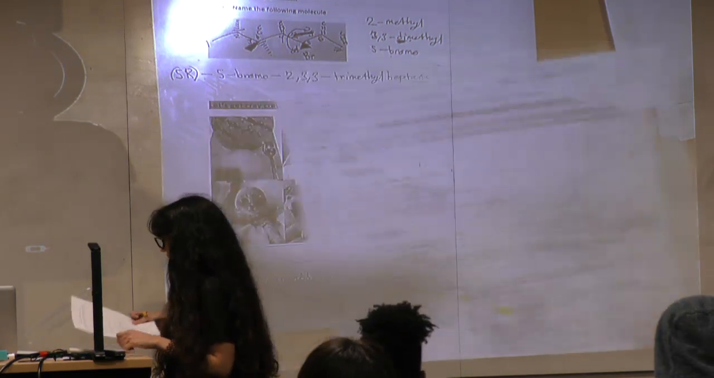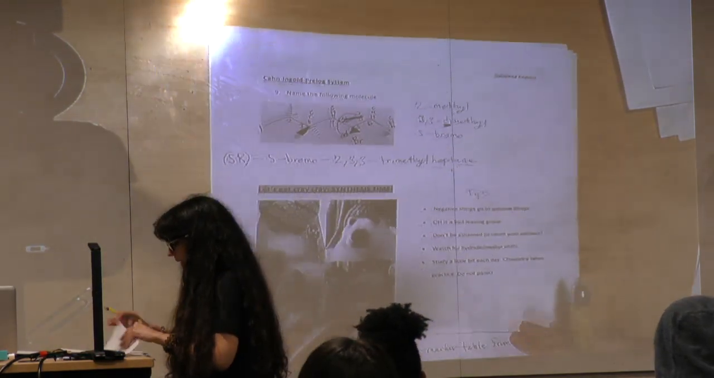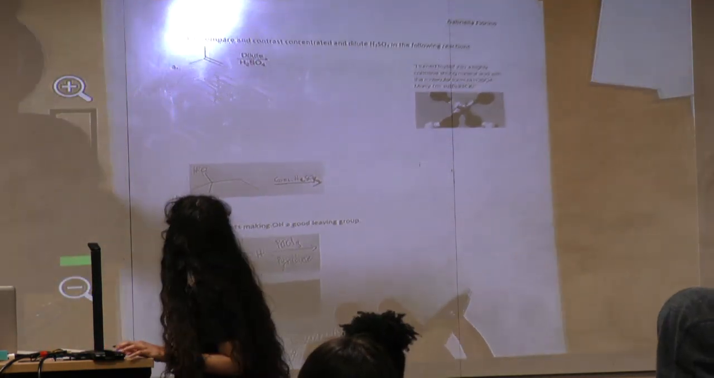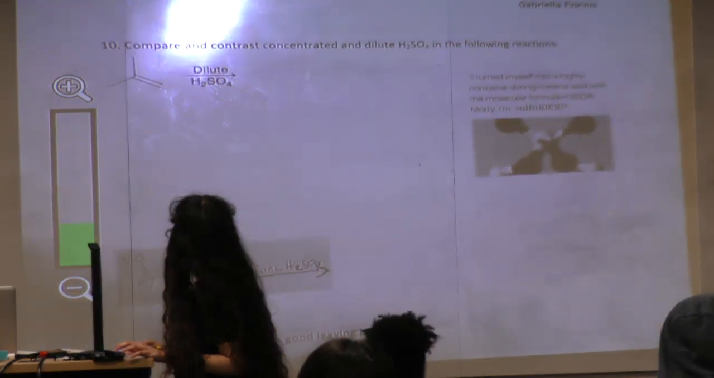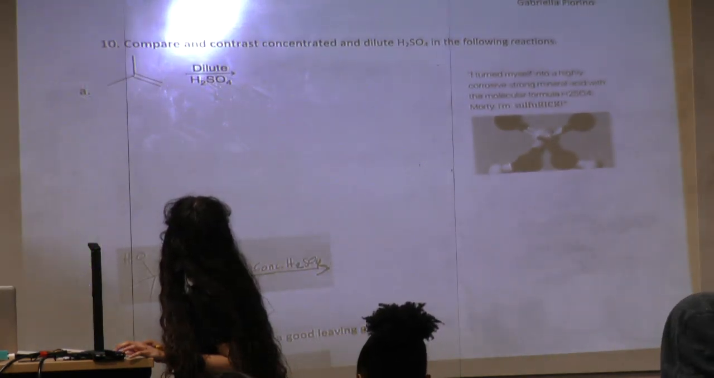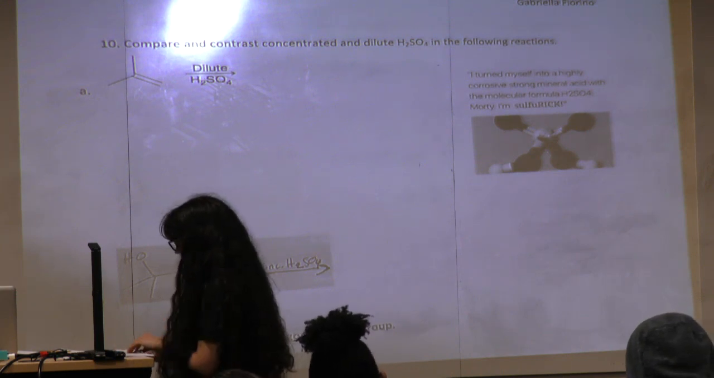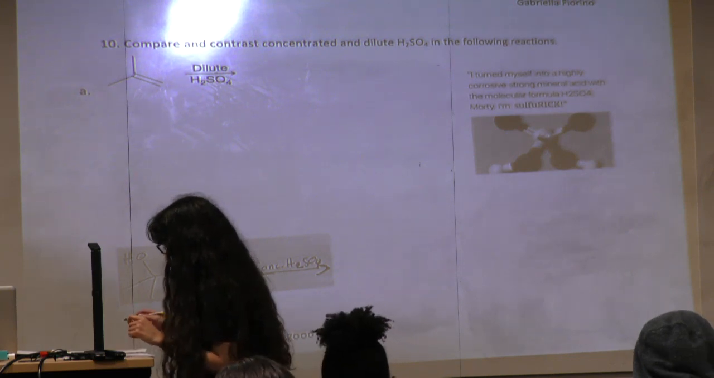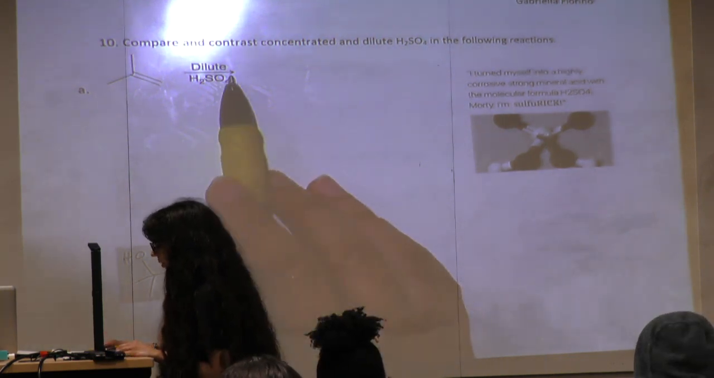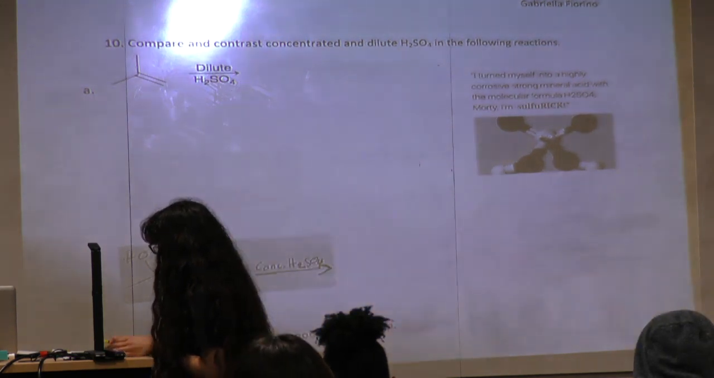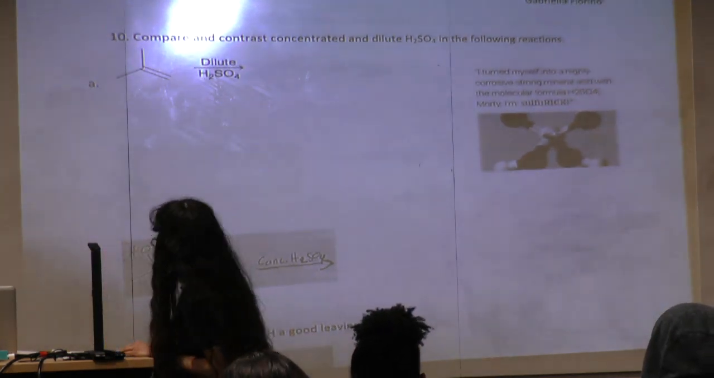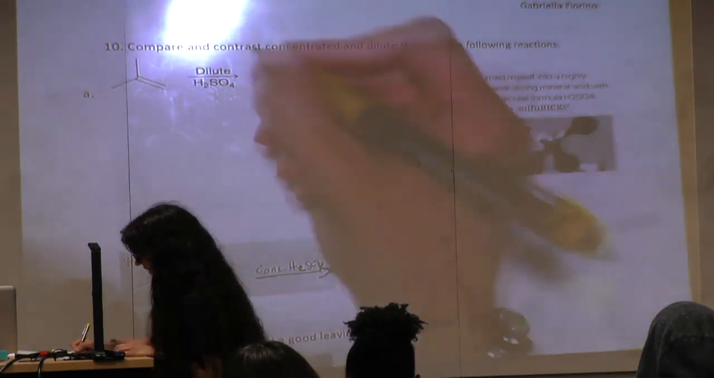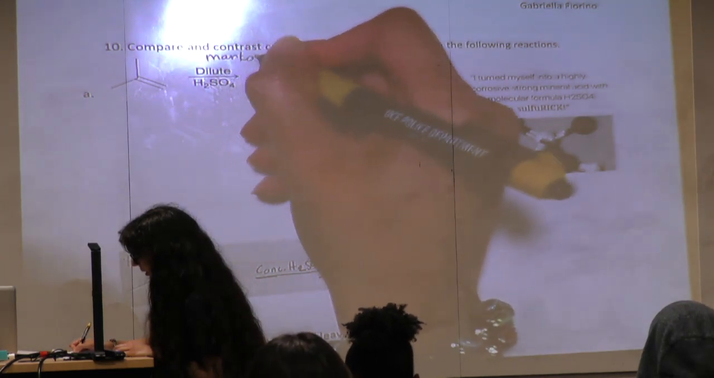So now we'll go further and get into some synthesis. Let's get a little closer. We're going to compare and contrast concentrated and dilute sulfuric acid in the following reaction. This is question 10, right? Yeah. So dilute sulfuric acid, does that do substitution or elimination? It does substitution, so it's a Markovnikov reaction.